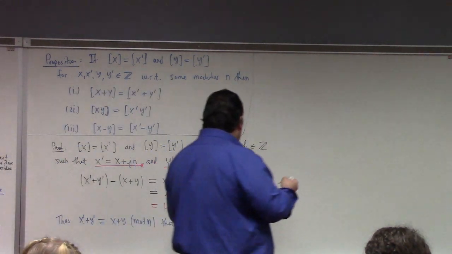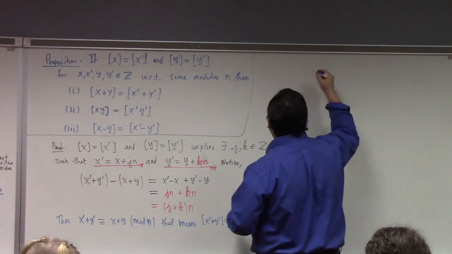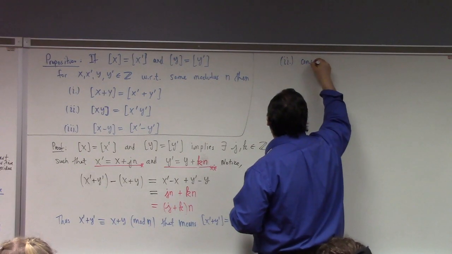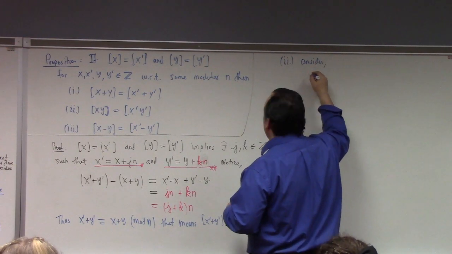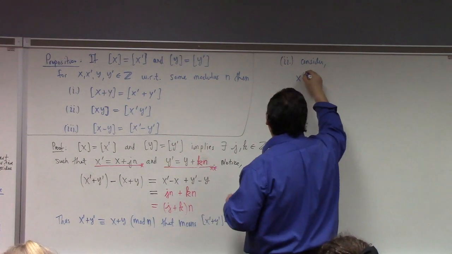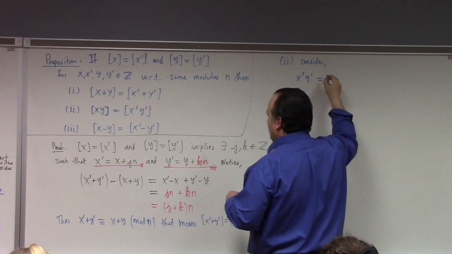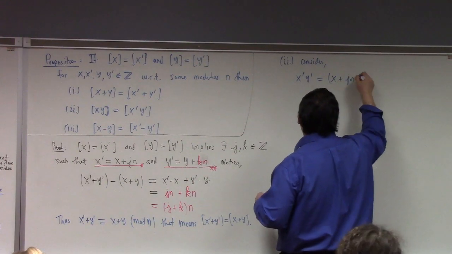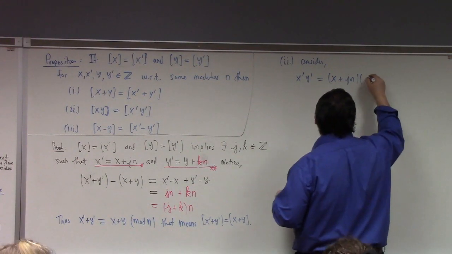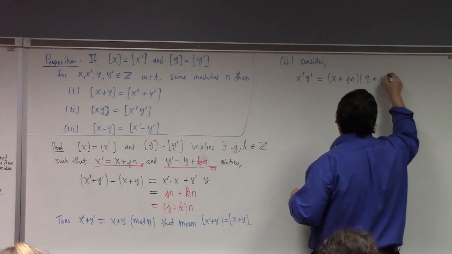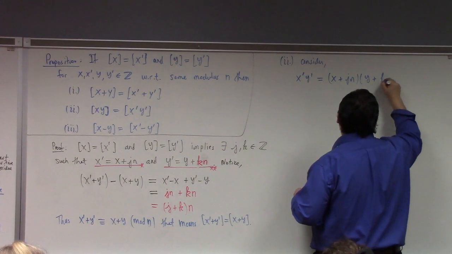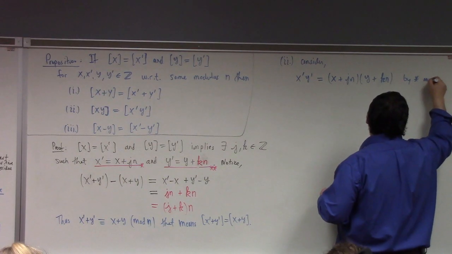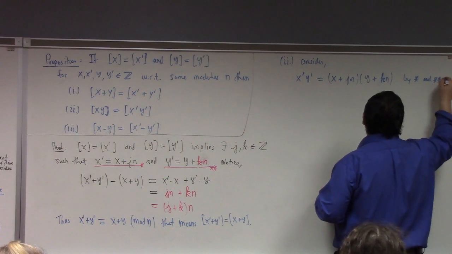All right, so next up here, if we look at x times y, I'll start with the x primes. x prime y prime is equal to, well, x plus jn times y plus kn, by star and star star. You might have noticed I'm not doing this part of the proof the same way. You might ask why.